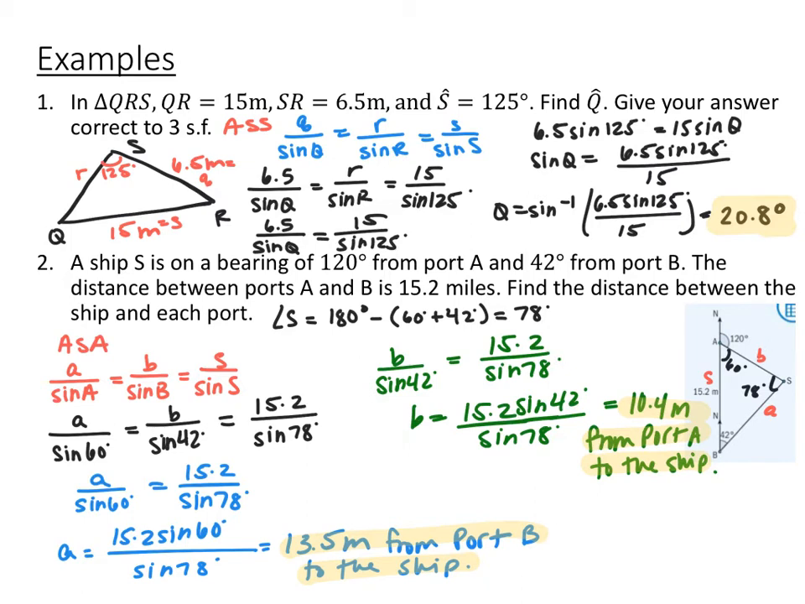So I took my two ratios where I didn't know the side and set them equal to the ratio where I knew everything. So I took A over sine 60 degrees set equal to 15.2 over sine of 78 degrees. And then I just multiplied both sides by sine of 60 degrees and plugged that in my calculator, and I got that the distance from port B to the ship is 13.5 meters. And then I did the same thing for the other piece of the ratio. I set B over sine 42 degrees equal to 15.2 over sine of 78 degrees, multiplied both sides by the sine of 42 degrees, and got side B, which is the distance from port A to the ship, to be 10.4 meters.